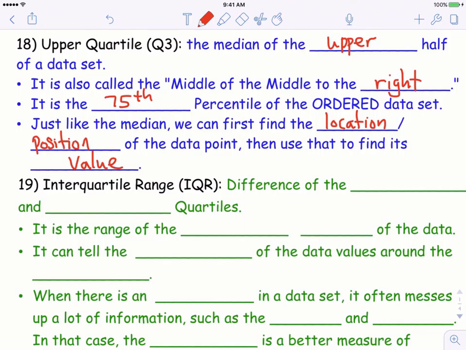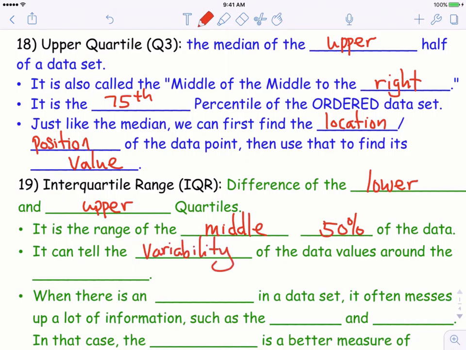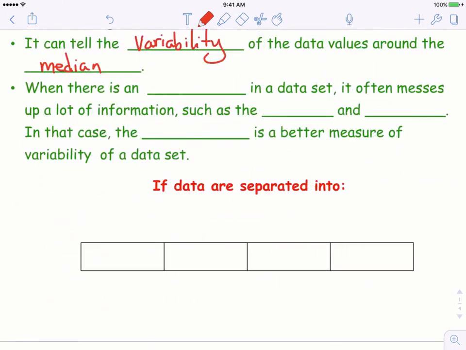The last word for this lesson is interquartile range, which can be abbreviated as IQR. It is basically the difference of the lower and upper quartiles, and it represents the range of the middle 50% of the data. IQR can tell you the variability of the data values around the median, as it is the range of the middle 50%. Now, when there is an outlier in a dataset, it often messes up a lot of information, such as the mean and the range. In that case, the IQR is a better measure of the overall variability of a dataset.